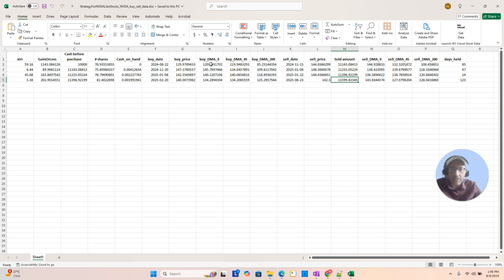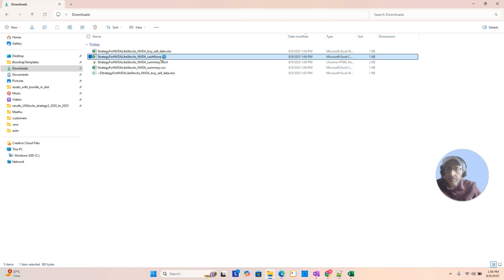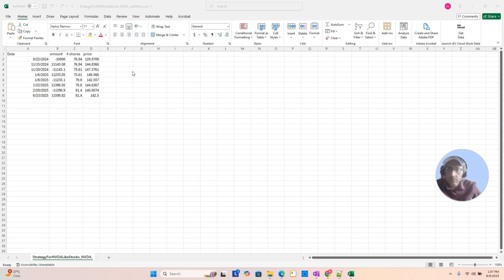This is the most detailed file that we have, and it is meant for you to validate the results and also do some analysis if you want. So let's look at the other files. This is the cash flow file. It's got a buy or a sell in each line here.